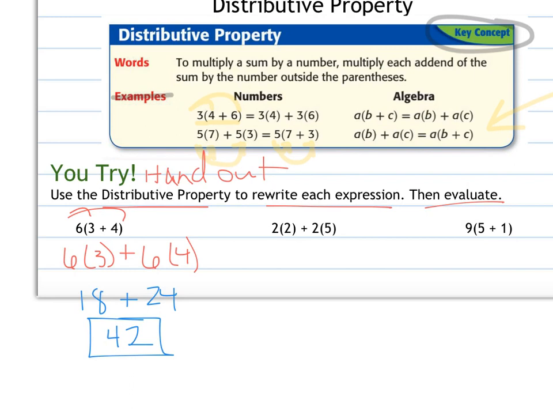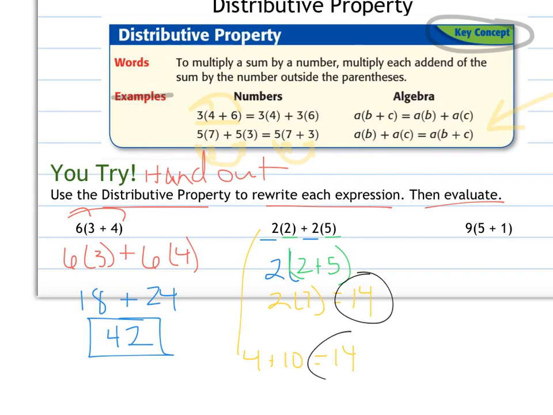Next one, I can rewrite an equivalent expression. So notice my 2 is my common number on the outside, and that is with the 2 and the 5 on the inside, so 2 plus 5. So 2 times the sum of 2 and 5. To evaluate that again, if I went from this way, I could get 4 plus 10 and get 14. Notice that's the same as if I do it this way. 2 times 7 equals 14. Notice they're equivalent expressions. You end up with the same answer either way you solve it.